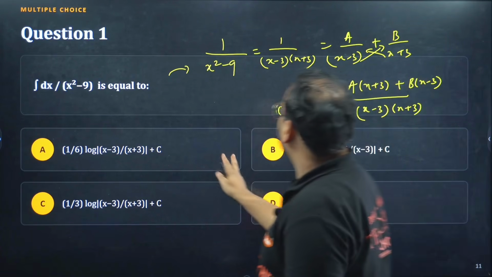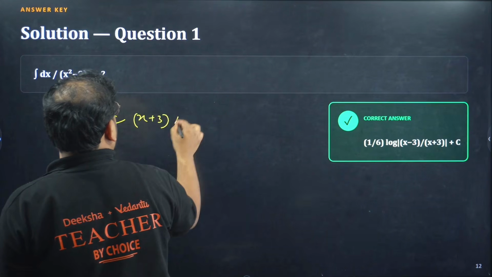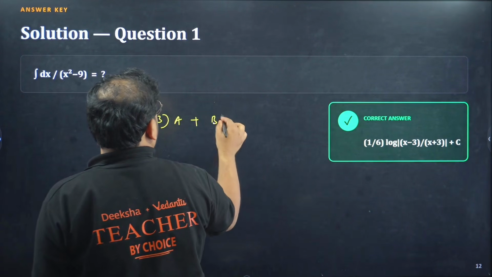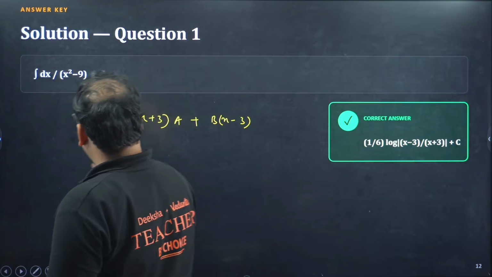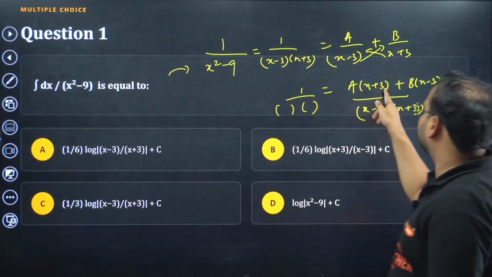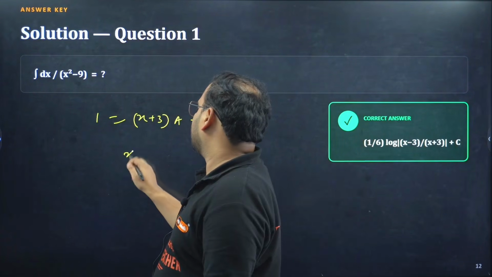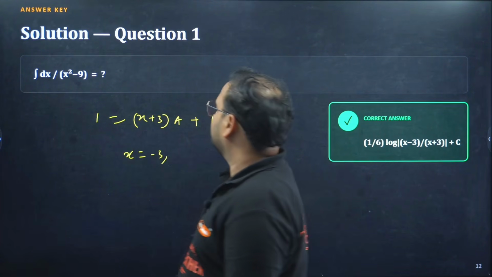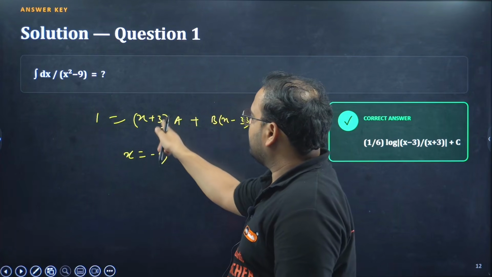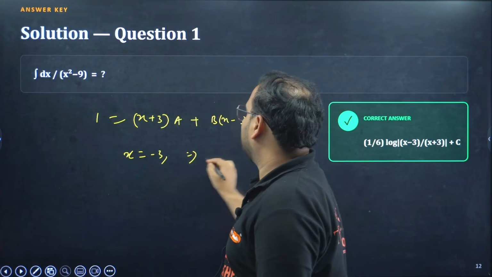You'll have 1 equal to a times (x plus 3) plus b times (x minus 3). Please cross check. Am I right? Now put x equals to minus 3. This whole thing will become 0. So you'll have this as it is, 1 only.